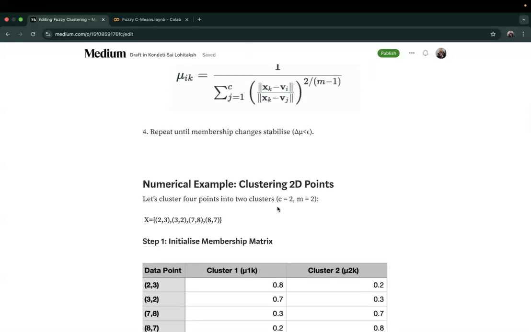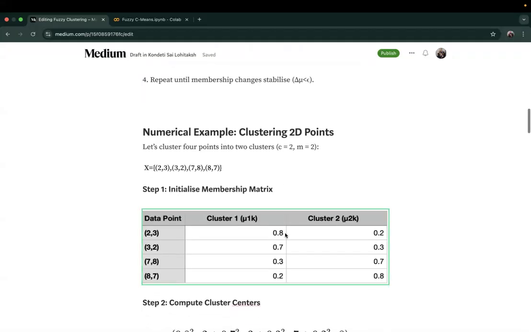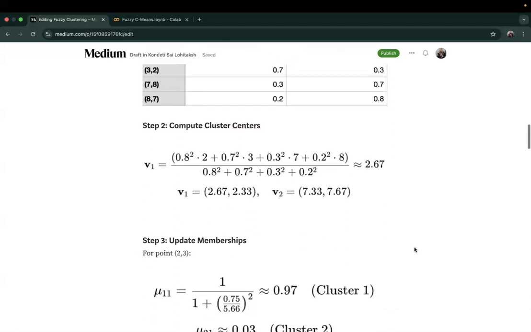In this numerical example, we are clustering 4 points into 2 clusters where c equals 2, and let us take m equals 2. As I told you, the cluster probabilities always add up to 1. Here we have data points 2, 3, 7, 8, and we have 2 clusters, namely cluster 1 and 2, which have the probabilities 0.8, 0.7, 0.3, 0.2, and 0.2, 0.3, 0.7, 0.8.